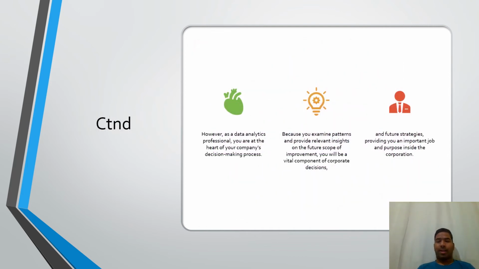Moving on to the next slide of the learned things. As data analytics professionals, we are at the heart of a company's decision-making process because we examine patterns and provide relevant insights on the future scope of improvement. We will be vital components of corporate decisions and future strategies, providing an important job and purpose inside the corporation.